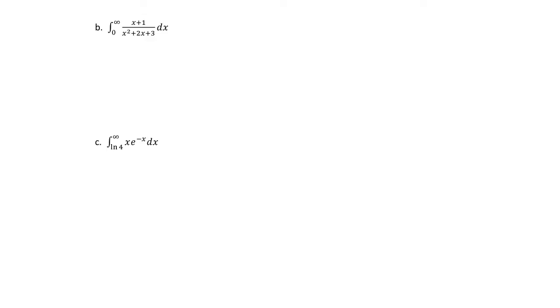Okay, for our next example, let's look at this one. We have, again, one of these we called a type 1, where the top limit is going to infinity. Another type 1 is when the bottom limit goes to negative infinity, but that's not what we have here. Before I figure out how to evaluate it, let's write it as the limit as b goes to infinity of the integral from 0 to b of x plus 1 over x squared plus 2x plus 3 dx.